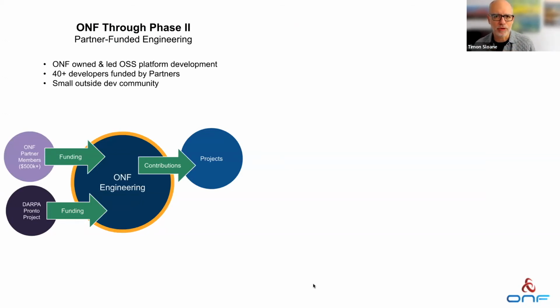Please click. So to that end, the current model, or the phase 2 that we're exiting, was really funded by 2 primary sources for the engineering team. There were a set of ONF partners that funded at the $500,000 or $1 million level, and then there was also some funding from a DARPA project called Pronto. These were both about 50-50 of the funding that was supporting the engineering team, that was in turn making about 50+% of the contributions to the ONF projects.